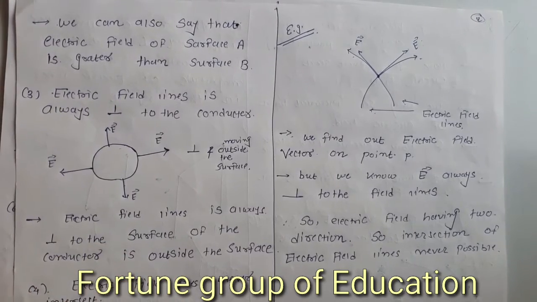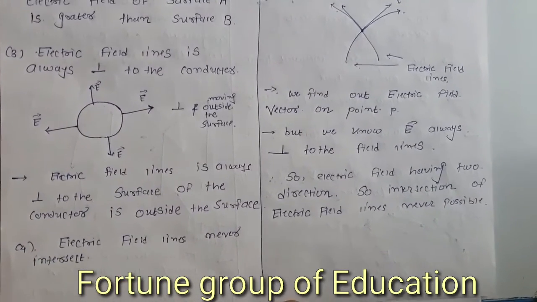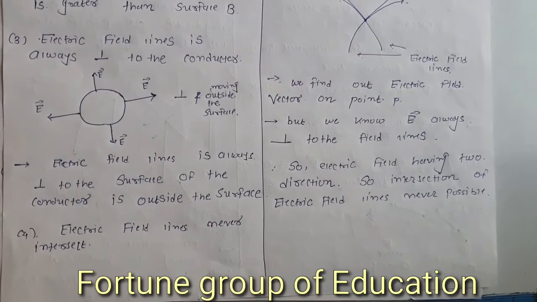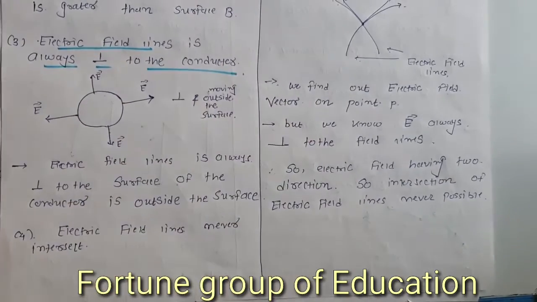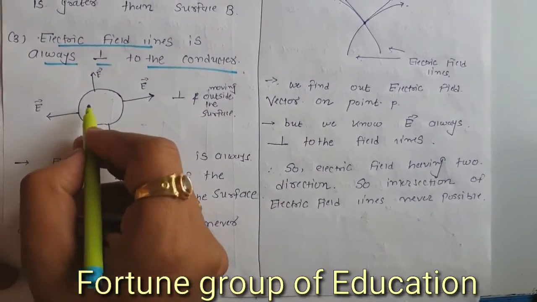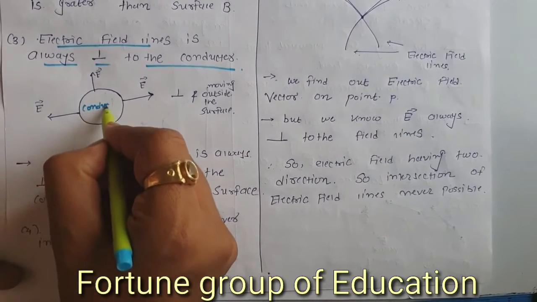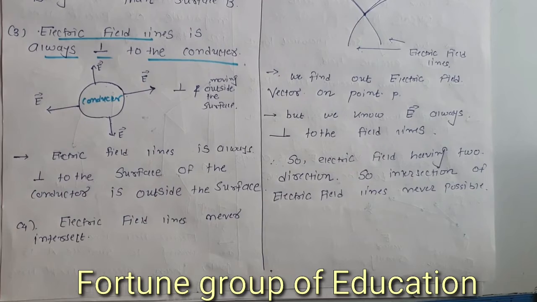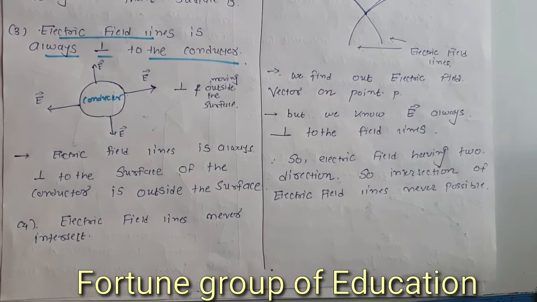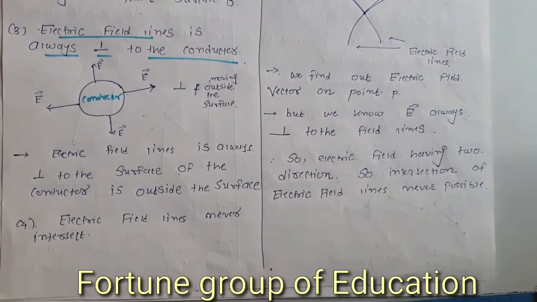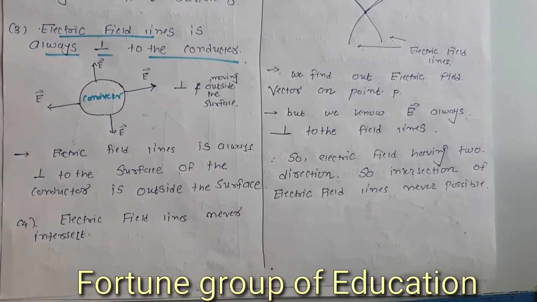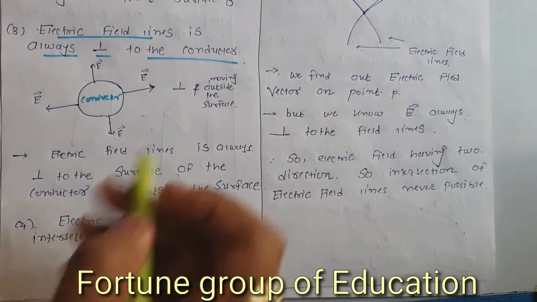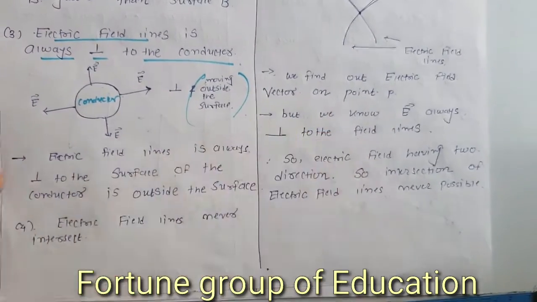Now the third property is that electric field lines are always perpendicular to the conductor. Electric field lines are always perpendicular to the conductor. Now this is a conductor. Just remember that the electric field lines are always perpendicular to the conductor, and they also move outside the surface.